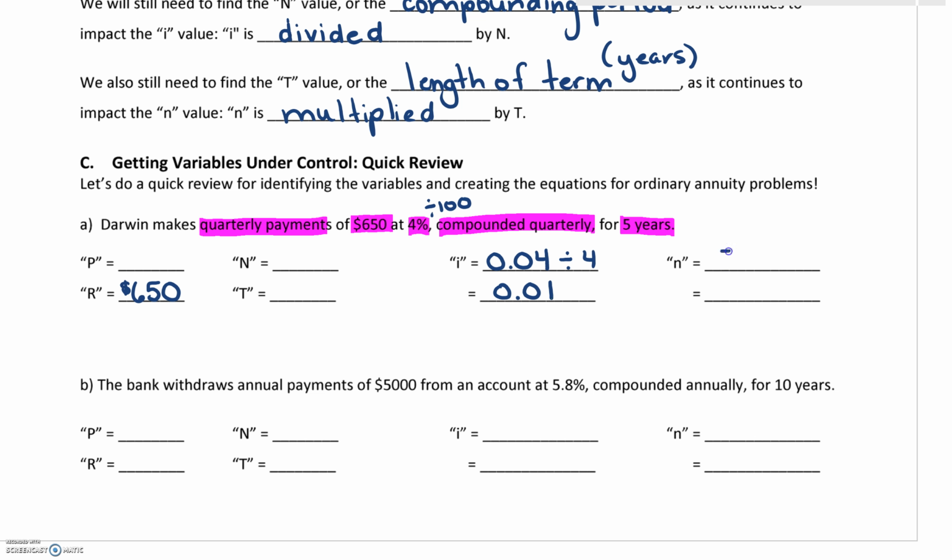We also want to use the N value of 5 years, but it's not just 5 payments. She makes payments 4 times a year. So in 1 year, there are 4 payments, and in 5 years, you just have to multiply by 4 to get 20. I don't want you to worry about the T or the N, so you can just scratch those out, and you could put a question mark for the P, because that's what we're looking for.